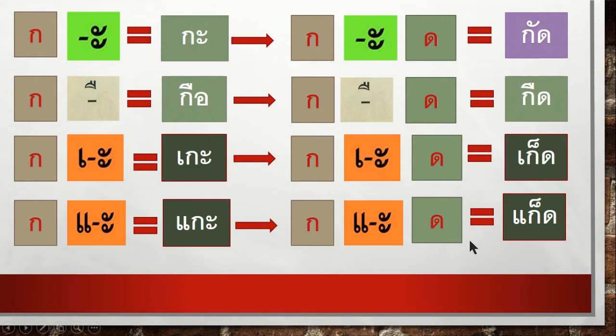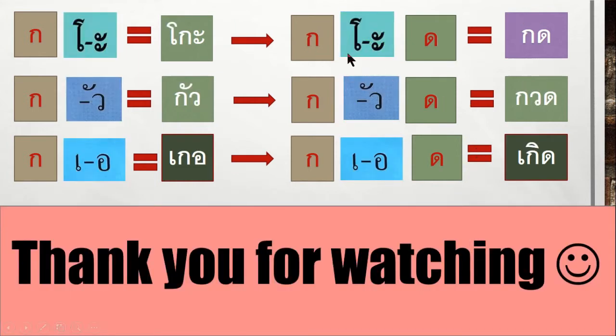Also the next one, sara o: you cut everything off, you just leave the first consonant and the final, then it becomes the o sound. Sara ua: you take mai hanagat off and just leave wo wan. Whenever you see wo wan between two consonants, remember it's the ua sound. Last one, sara e: again, take one off, but you put sarai on top. Then this one is good.